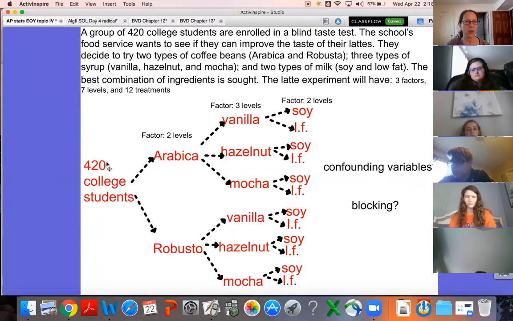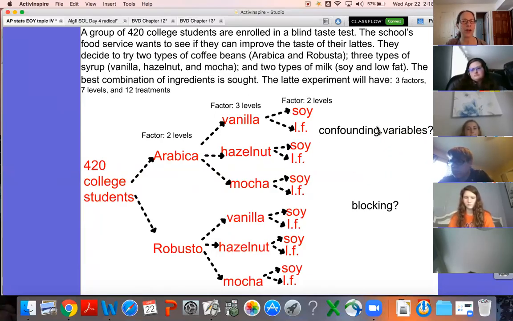So you would divide those 420 kids up into 12 different treatments, and hopefully there'd be a balanced group in each one of these treatments. And then you would somehow measure their taste combination. So what do you think confounding variables would be in an experiment like this? What might confound your data?